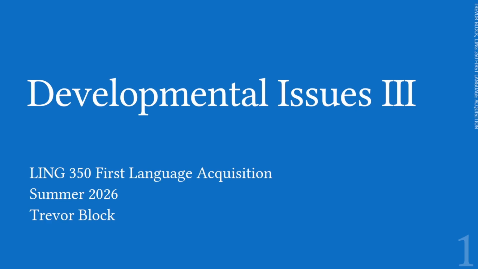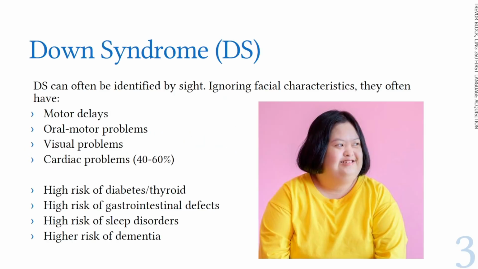Okay, this last bit focuses on Down syndrome, fetal alcohol syndrome, as well as acquired aphasia, and then a little bit on feral children and quote-unquote gifted kids. So we'll start with Down syndrome.